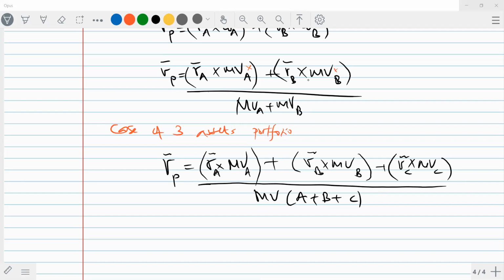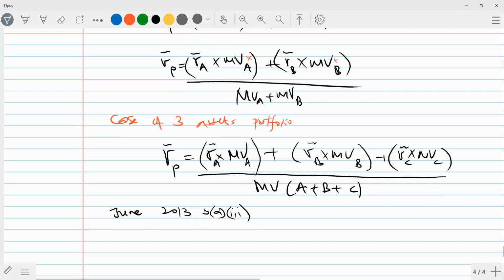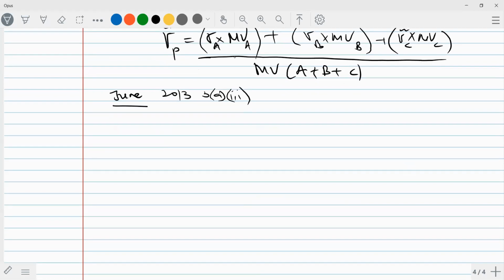Now there's a group in the ratio of 4-2-4. Determine the return of the portfolio. So this is simply a three-asset portfolio case. This is June 2013, question 3A, Roman 3. This is a three-asset portfolio.